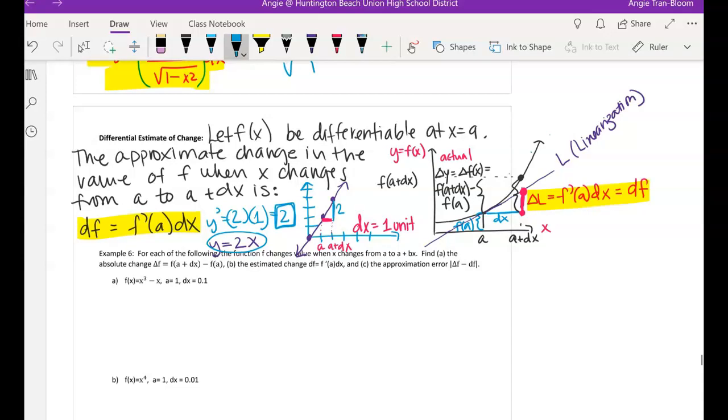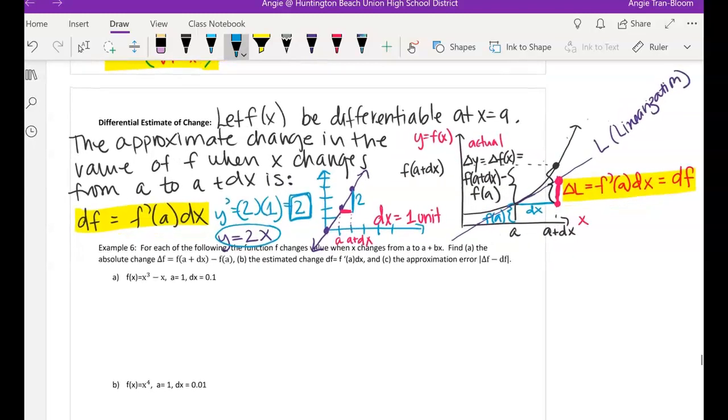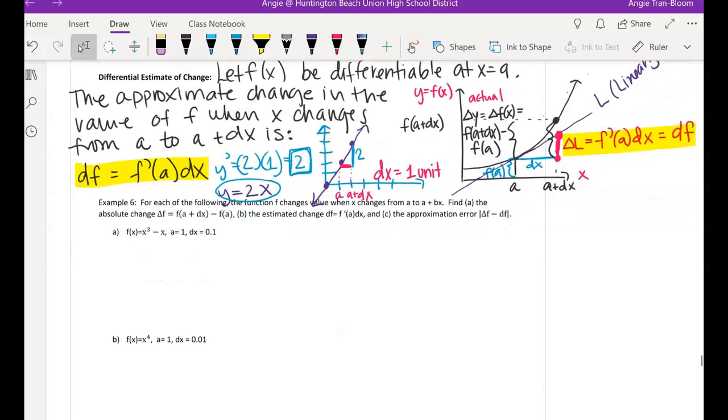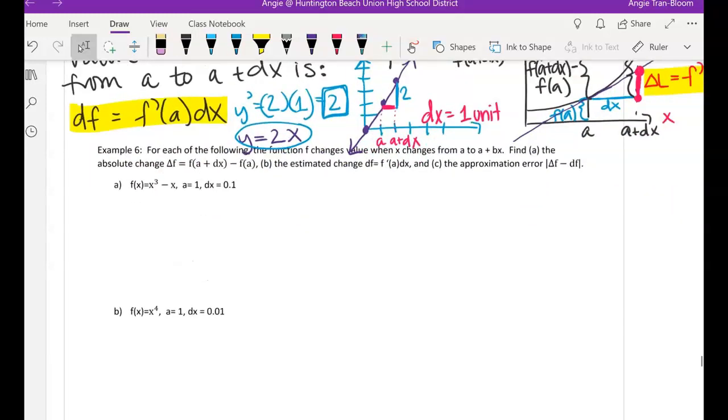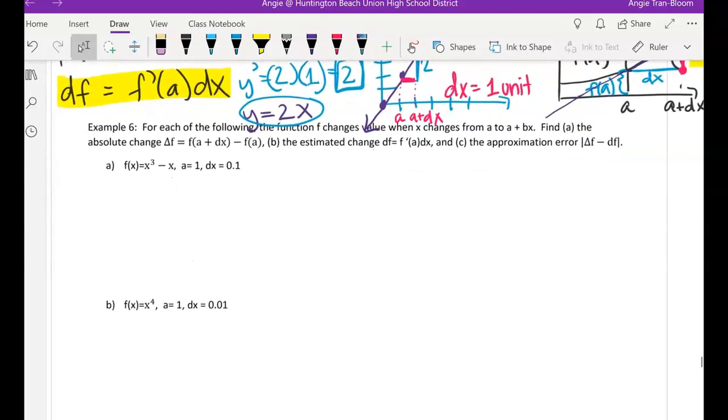So that's what it's really saying. If it's a curvature, we are using the derivative to approximate. So it's not always the exact. But it's good enough for us because it's easier to approximate, okay? So that's what this theorem is really saying. Well, let's use it right away to apply to example 6. For each of the following, the function f changes value when x changes from a to a plus dx. I believe that really needed to be fixed to dx.